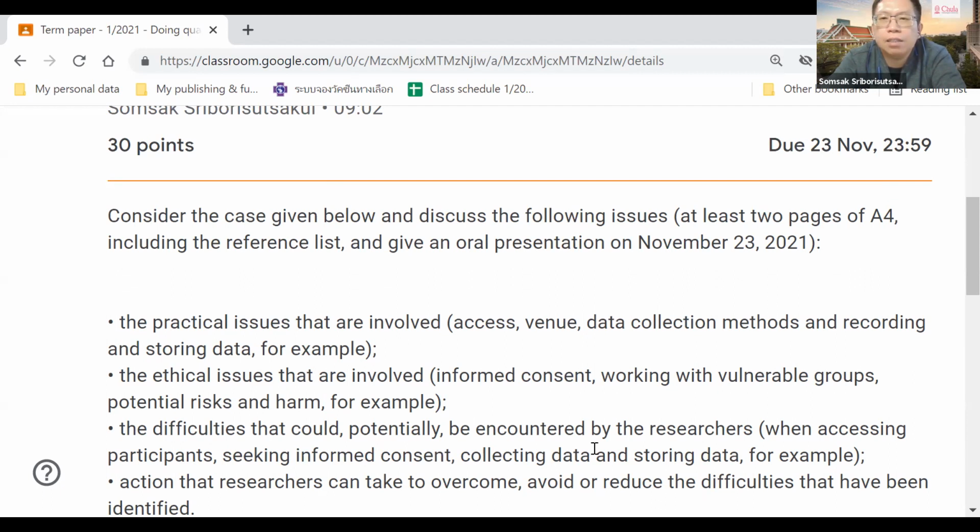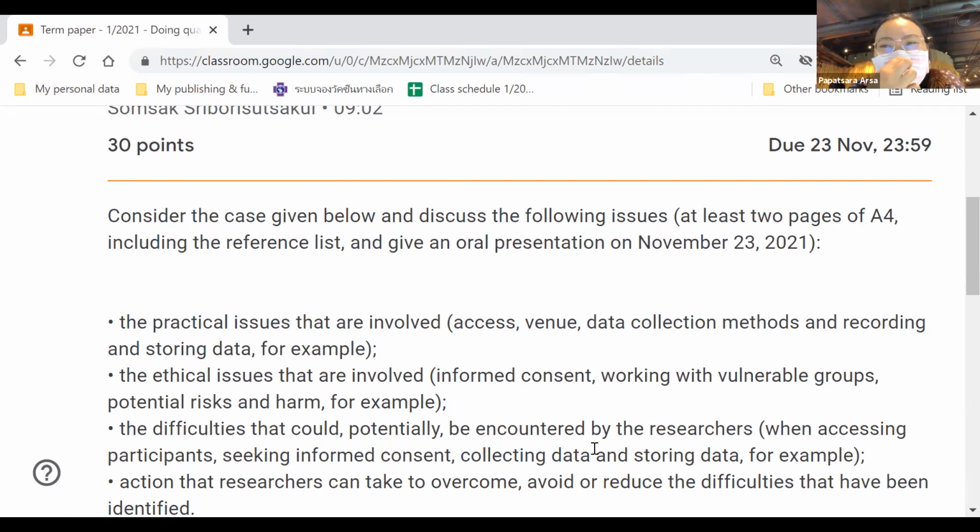Let me make it clear. Don't think too much about other elements of your research proposal. Just think about what will happen if you get into the fieldwork or when you start collecting the data. Don't think too much. Don't think beyond the fieldwork.